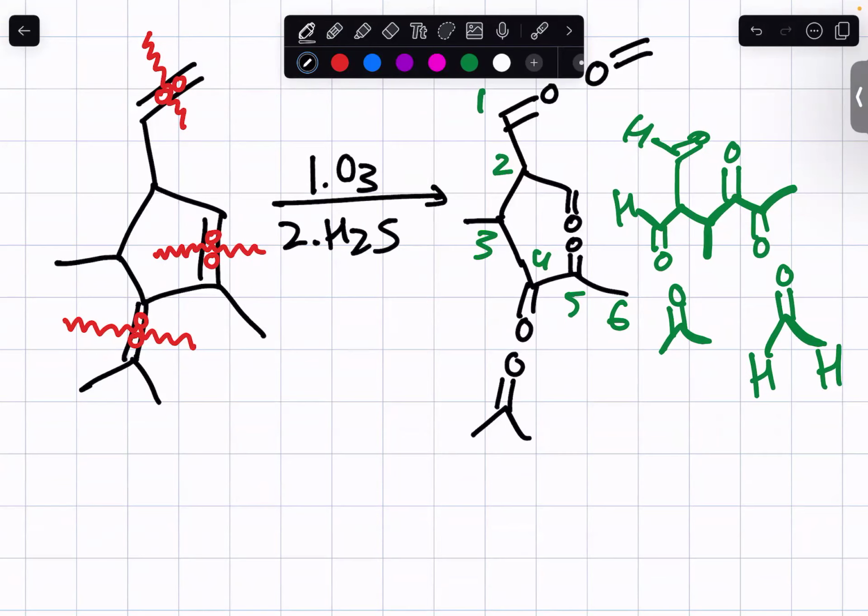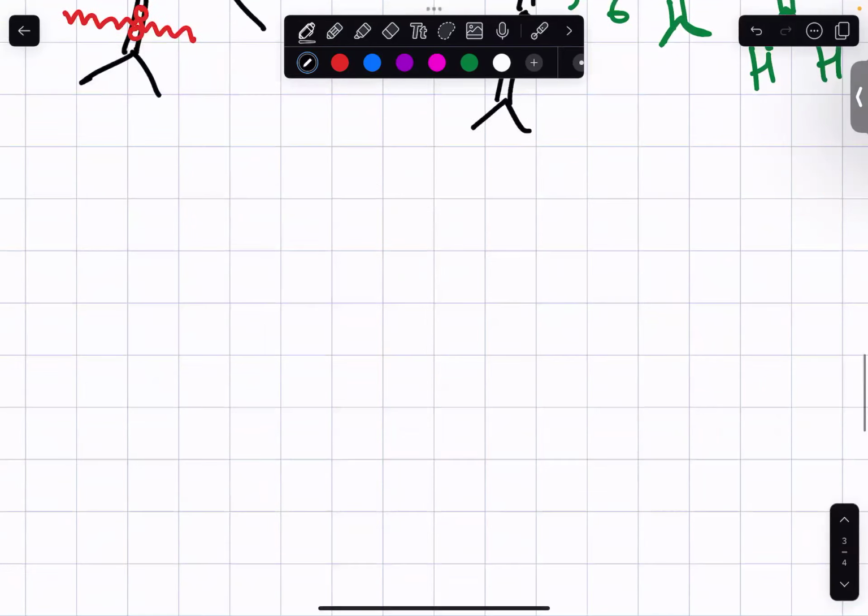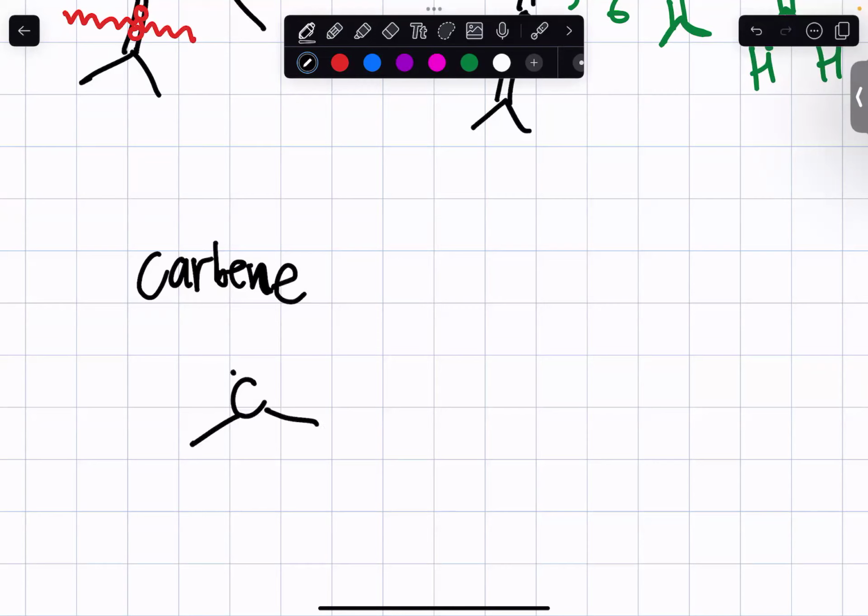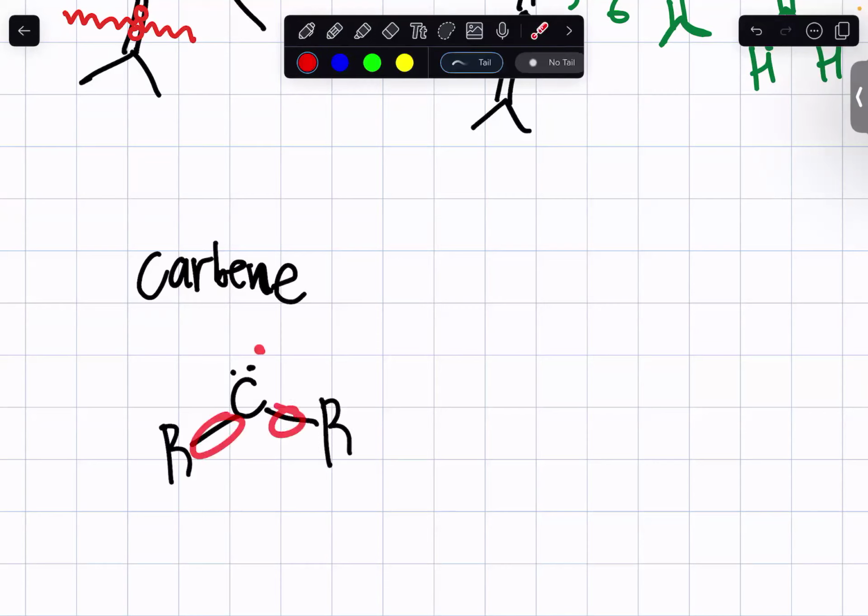Let's see. So a carbene is going to be a carbon with 6 electrons, but it's neutral, right? It will have 2 bonds and 1 lone pair of electrons right there. The reason why it's neutral is because you know how carbon is in the 4th column? That carbon only wants 4 electrons to itself. So when we calculate the formal charge on this carbon, it has 4 electrons to itself. 4 minus 4 is 0, neutral charge.